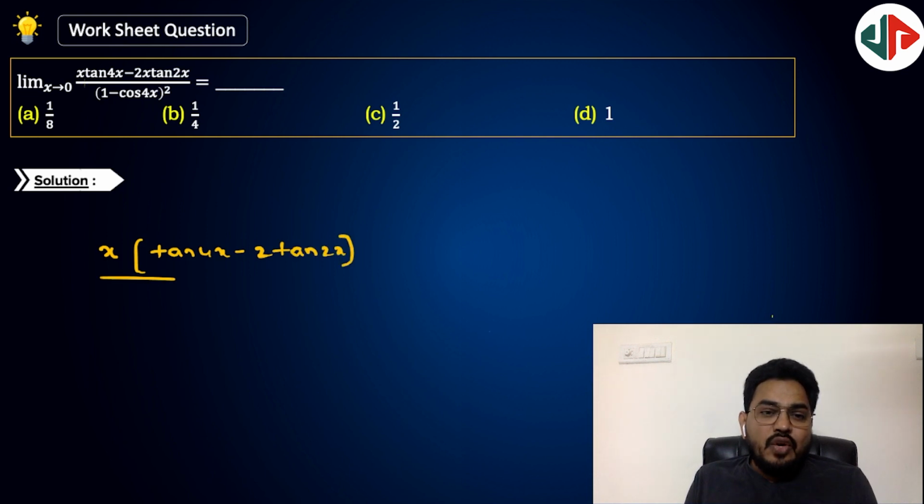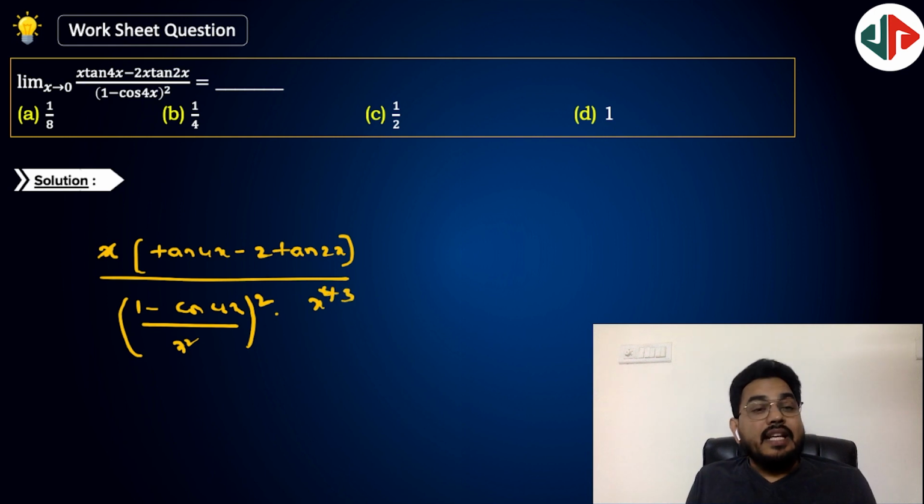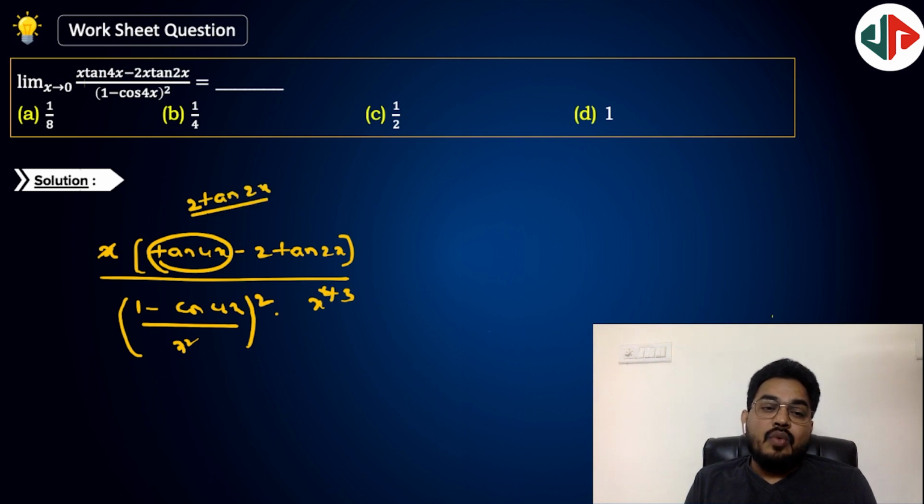So if I go ahead with this one, my intention is to get 1 minus cos 4x. For example, if I write x square whole square, this will be reduced into the standard form. So I need to write x power 4 here, so x cube will be there. How can we go about this one? In that case, tan 4x can be written as 2 tan 2x by 1 minus tan square 2x. You can go ahead with this approach.